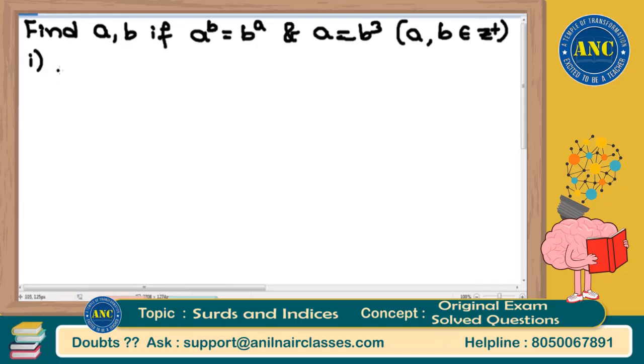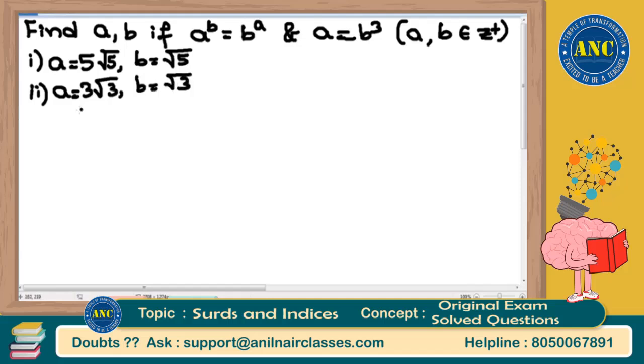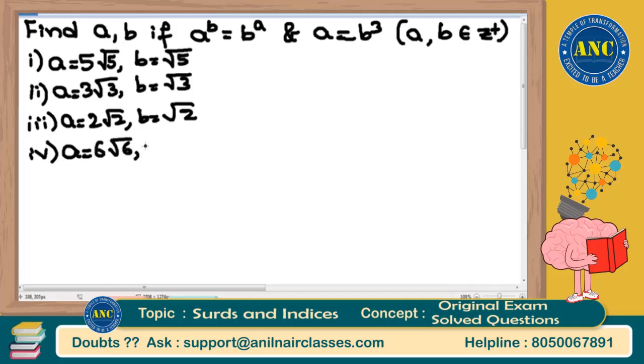Your options are: first option is A is equal to 5 root 5, B is equal to root 5. Second option is A is 3 root 3, B is root 3. Third option is A is 2 root 2, B is root 2. Fourth option is A is 6 root 6, B is root 6. Last option is none of these. None of these above answer options holds good for whatever is given in the question.